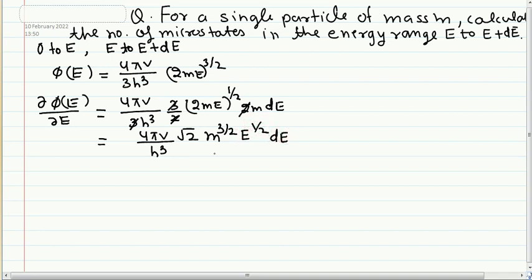So this is the answer: 4 pi V upon h cube, under root of (2m) to the power 3 by 2, E to the power half, and dE. This is the answer. Means the number of microstates in the range E to E plus dE. Now we can solve this in another way also. So let us do it in another way.